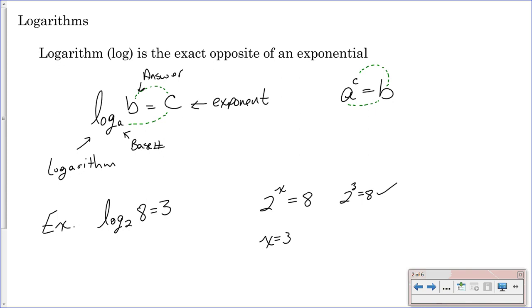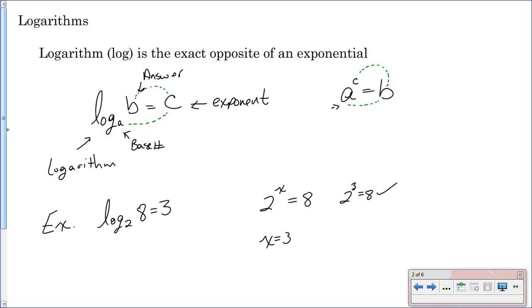So just remember, to rewrite from a log to an exponential, remember a spiral. This is your base, so it's the number you're starting with. This is your exponent on your exponential, and this is the answer to your exponential. A raised to C is B. And here was an example, log base 2 of 8. That's basically saying 2 raised to what power is 8? Well, 2 cubed is 8, so back over here, log base 2 of 8 equals 3. All right, let's look at another example.